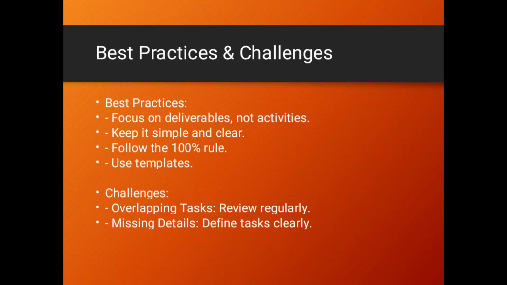Another one is missing details. You need to make sure that you define tasks clearly. Whatever is going to be done on each particular thing should be defined clearly. Another one is being too complex. On this one, you need to simplify. If there is something very complicated in your work breakdown structure, try to neutralize it so that everybody or responsible people can easily understand.